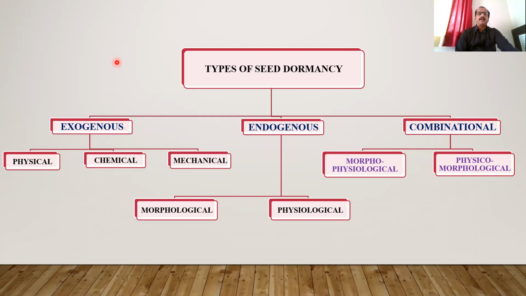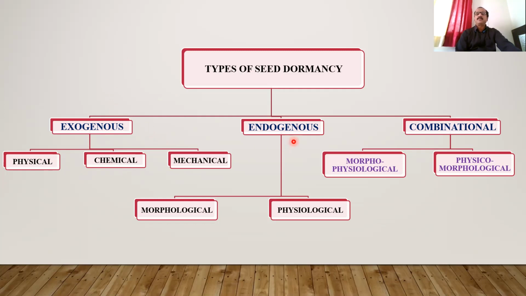So when we call exogenous factors responsible for seed dormancy, it refers to the factors which are present outside the embryo of the seed. So whatever is present in the seed outside the embryo, that is your seed covering, seed coat, or even your fruit, because fruits are the structure in which seeds are present. So whatever is present outside the embryo, these are called exogenous factors, external factors which are responsible for seed dormancy. And it is of different types: physical dormancy, chemical dormancy, and mechanical dormancy. Different types of exogenous seed dormancy.